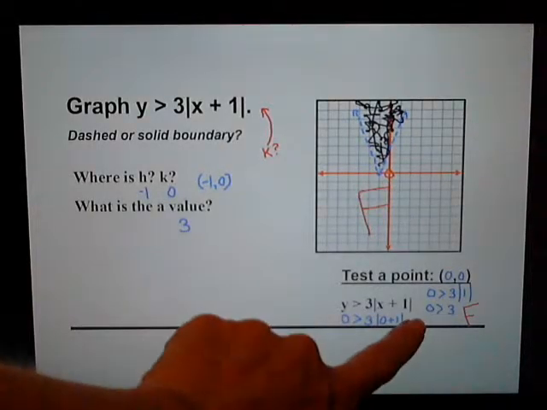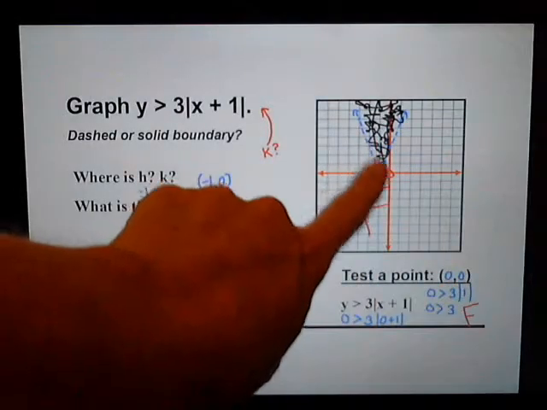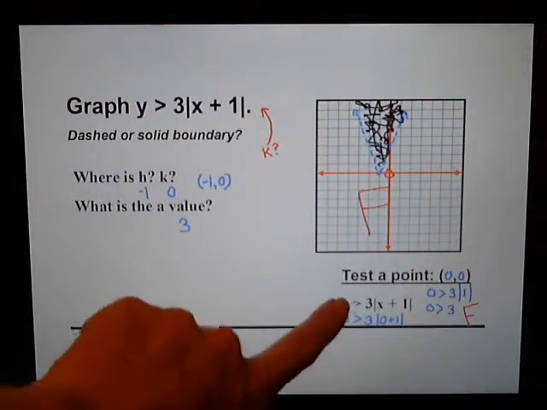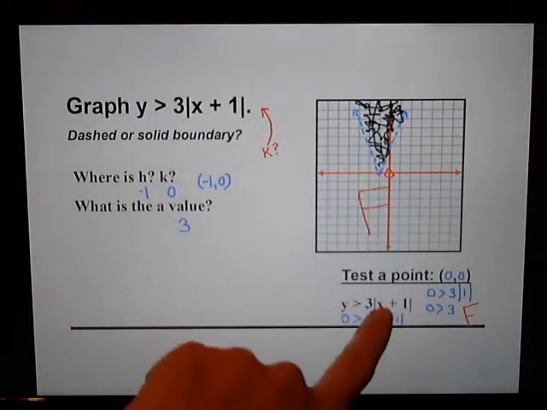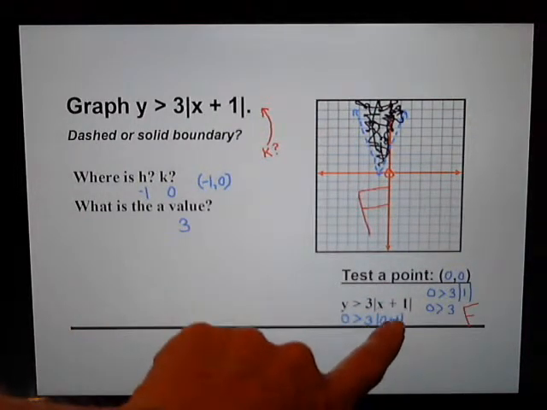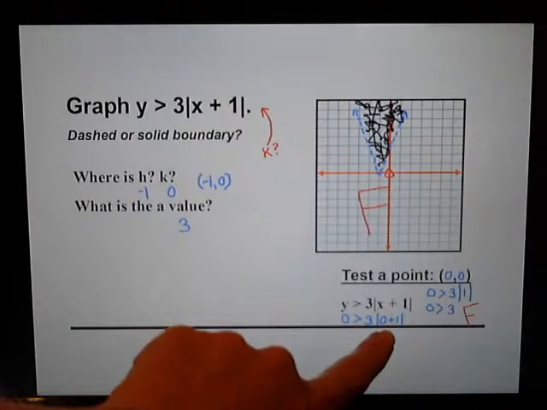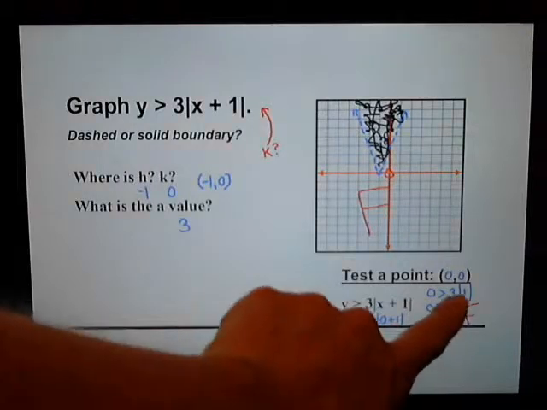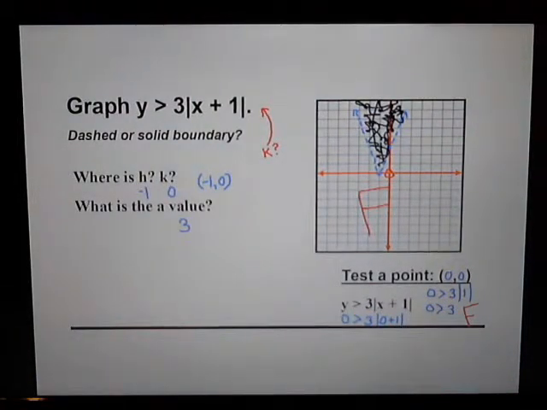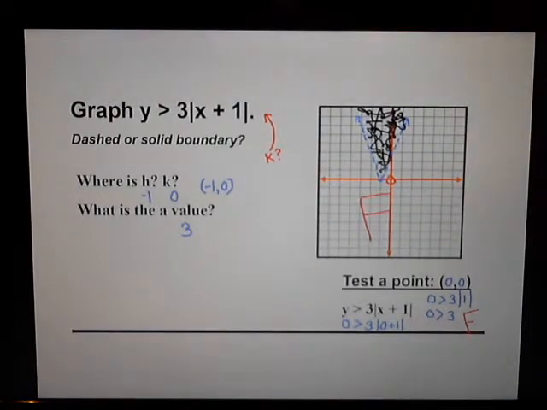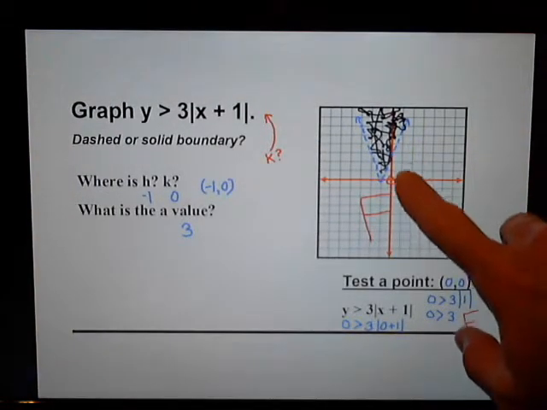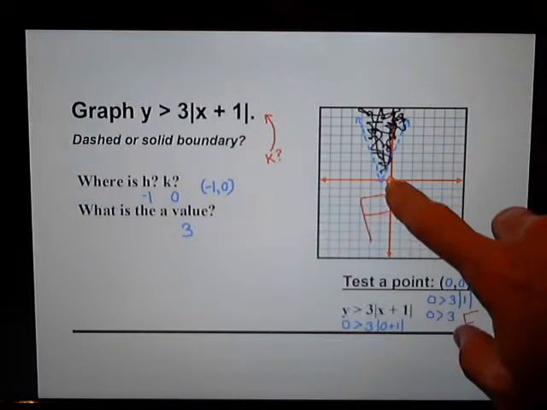And then when I tested my point, if I did 0, 0, because it doesn't end up being on that V graph, I have a 0 value for the y, and then I can put 0 in for the x, so I have 0 plus 1. Absolute value of that is just going to be 1. So then I have a 1 times 3, which is all my math over here. So is 0 greater than 3? Nope, so it's false. So I do not need to shade where this point is. So this is my false test.